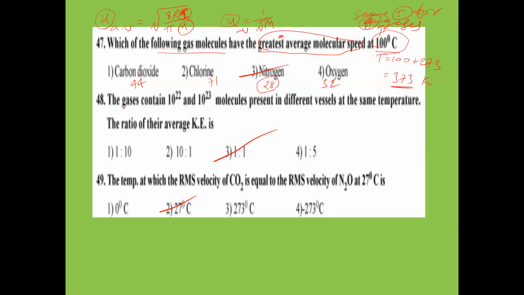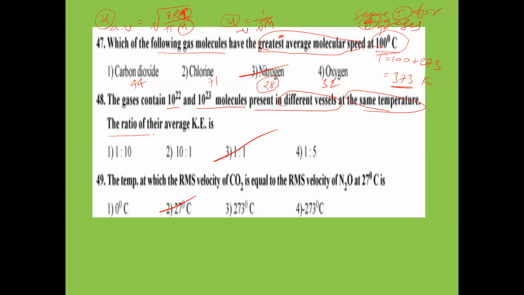Next, gases containing 10 power 22 molecules and 10 power 23 molecules are present in different vessels. So the volumes are different, and there are different numbers of molecules in different vessels with different volumes. They are at the same temperature, so the temperature is the same for the 2 gases, but the volumes and the number of molecules are different.